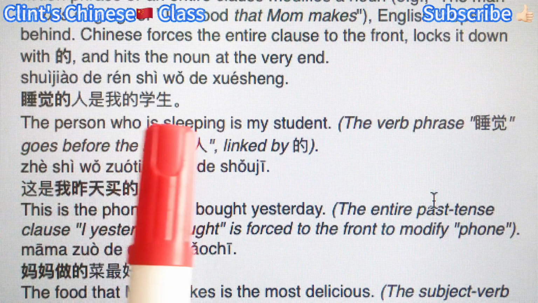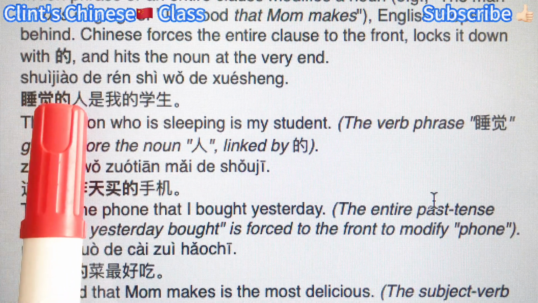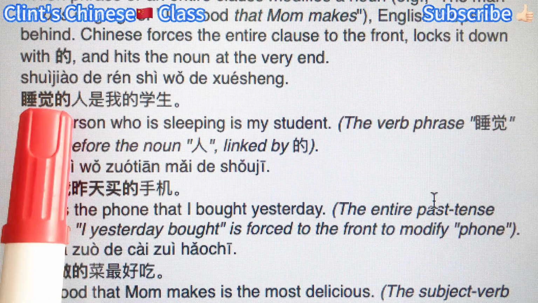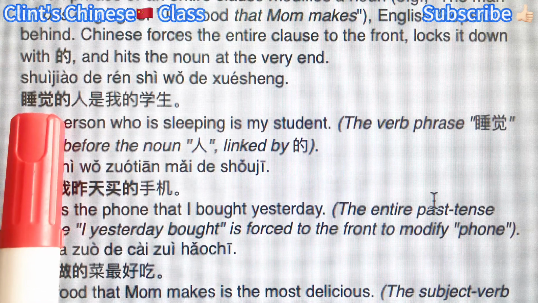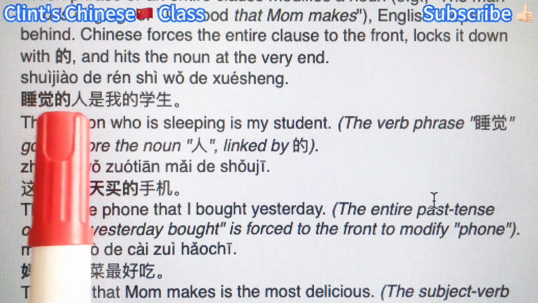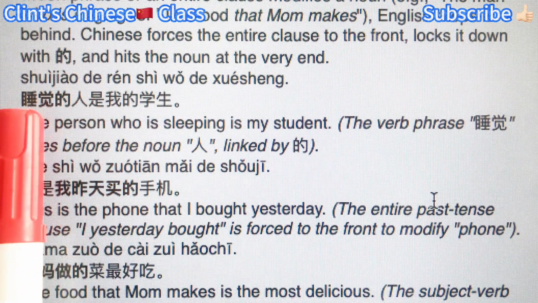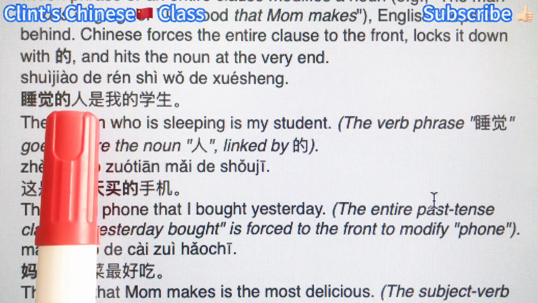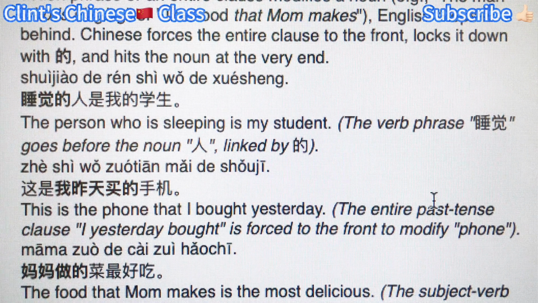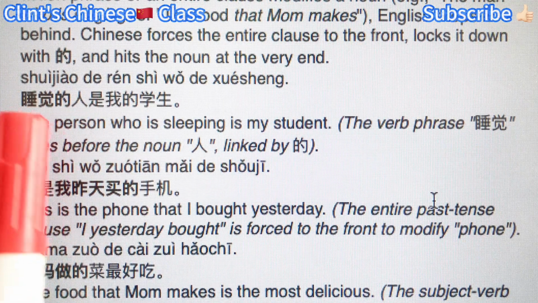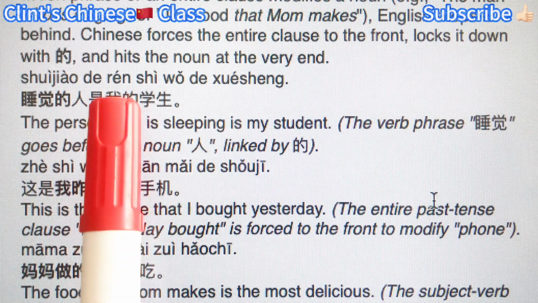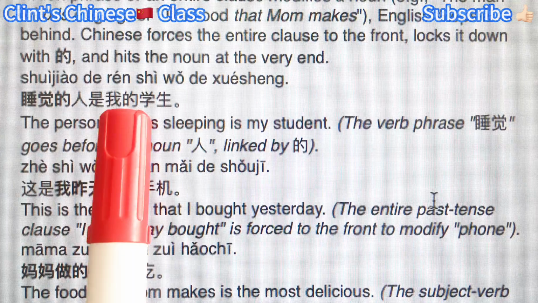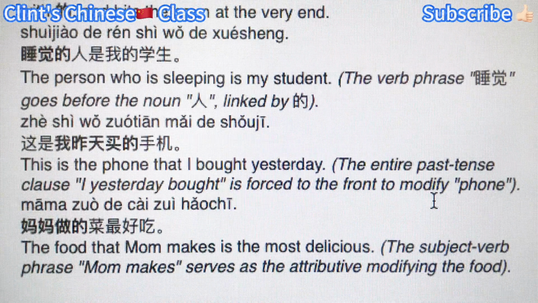For example, the person who is sleeping is my student. 睡觉的人是我的学生。 The person who sleeps, right? That's in English, the adjective clause. But in Chinese, you can put it before the noun person, 人。 睡觉 sleep, add de, and then modify the noun, 人。 睡觉的人, the person who sleeps. Here 我的学生 is actually another attributive, but it's the pronoun type, the first type.